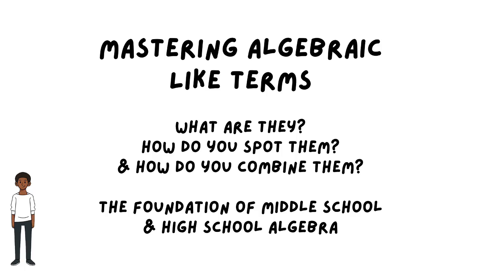Today we're tackling one of the most critical foundational skills in all of algebra, understanding and combining like terms. If you are taking pre-algebra, algebra 1, or any high school math course, mastering this concept is a non-negotiable. If you don't understand like terms, simplifying expressions and solving equations will feel impossible. Fortunately, it's straightforward once you know the golden rule. Let's break down what terms are, how to spot matches, and how to combine them.